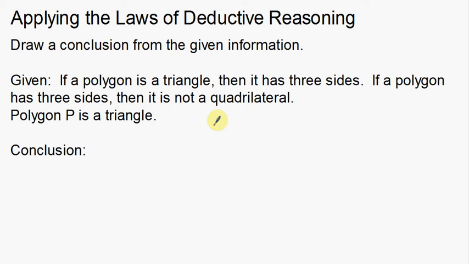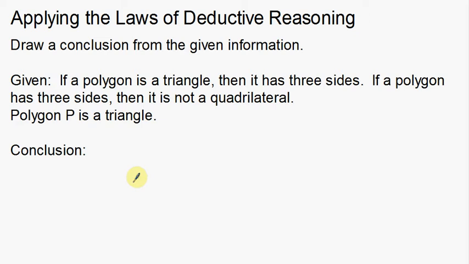In this video, I'm going to talk about applying the laws of deductive reasoning. The laws of deductive reasoning are the law of detachment and the law of syllogism. What I'm going to do is follow the directions and draw a conclusion from the given information. I'm going to read this out and see if there are any conclusions I can come to.